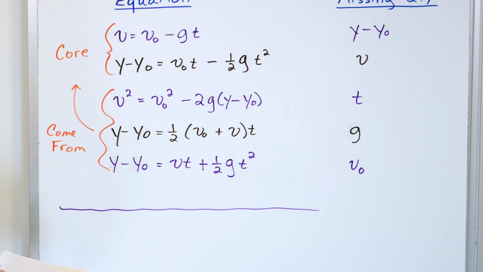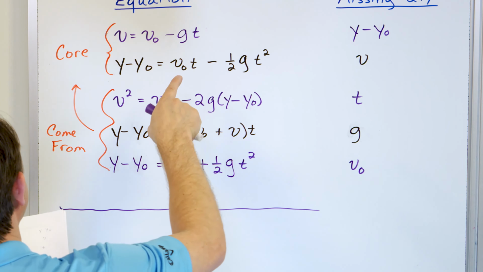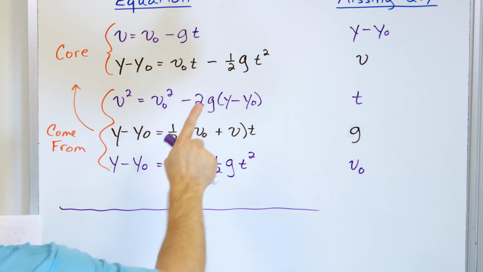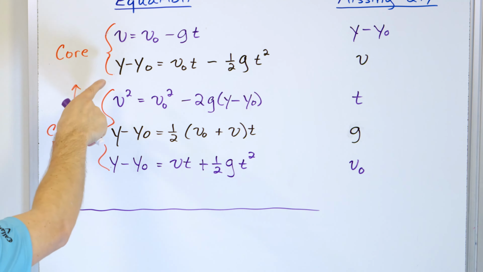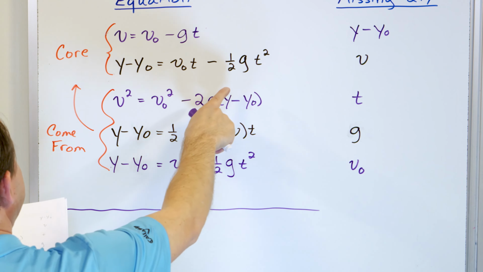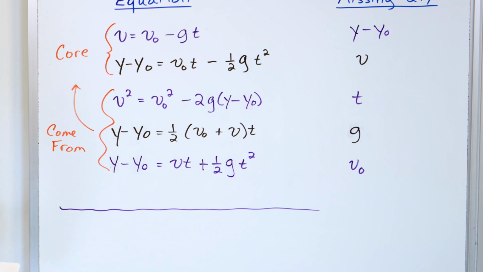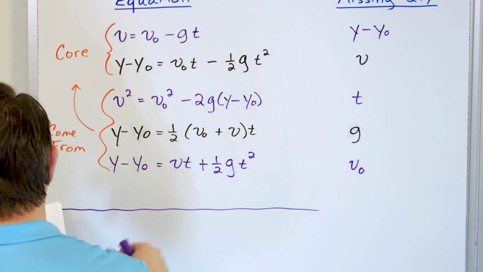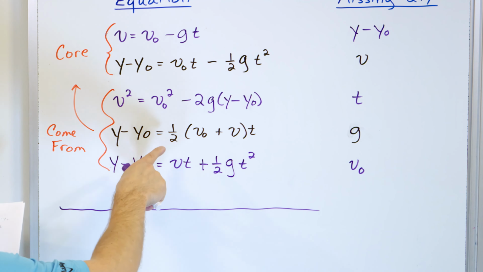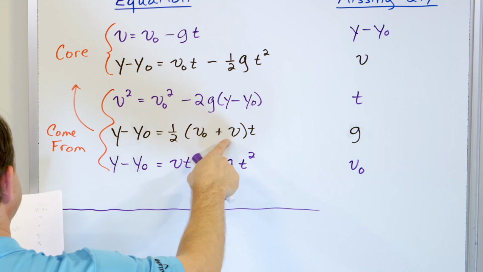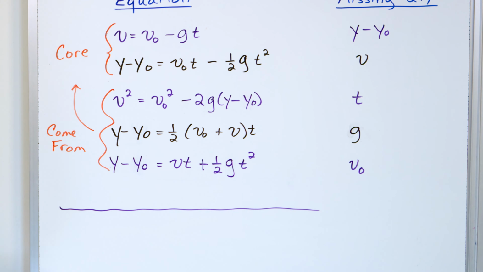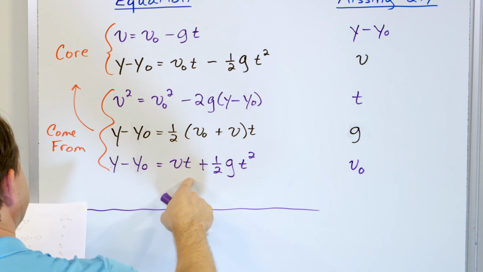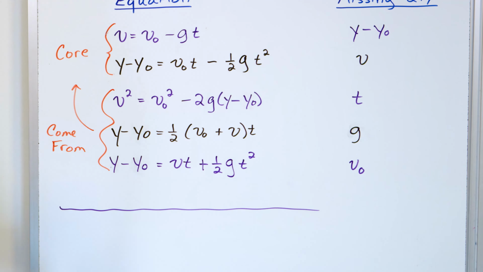And so what we have, just checking myself, v is v naught minus gt, with a missing quantity y minus y naught. Then y minus y naught is v naught t minus 1/2 gt squared, with a missing quantity of v. V squared equals v naught squared minus 2g times y minus y naught, missing quantity of t. Y minus y naught is 1/2 v naught plus v times t, missing quantity of g. And then y minus y naught is vt plus 1/2 gt squared, missing quantity v naught.